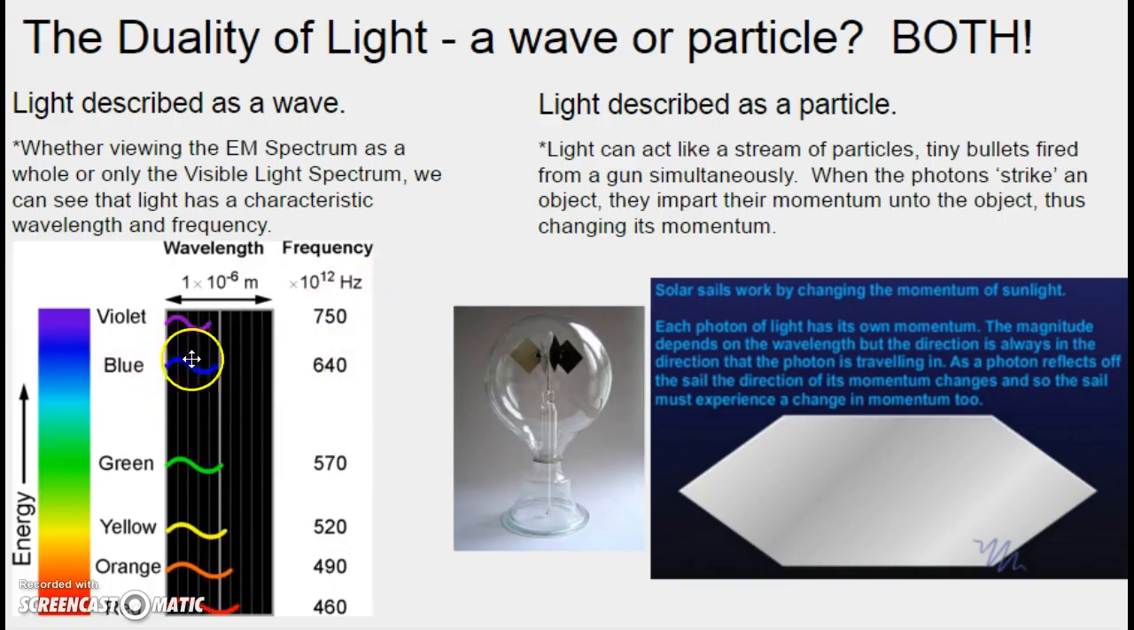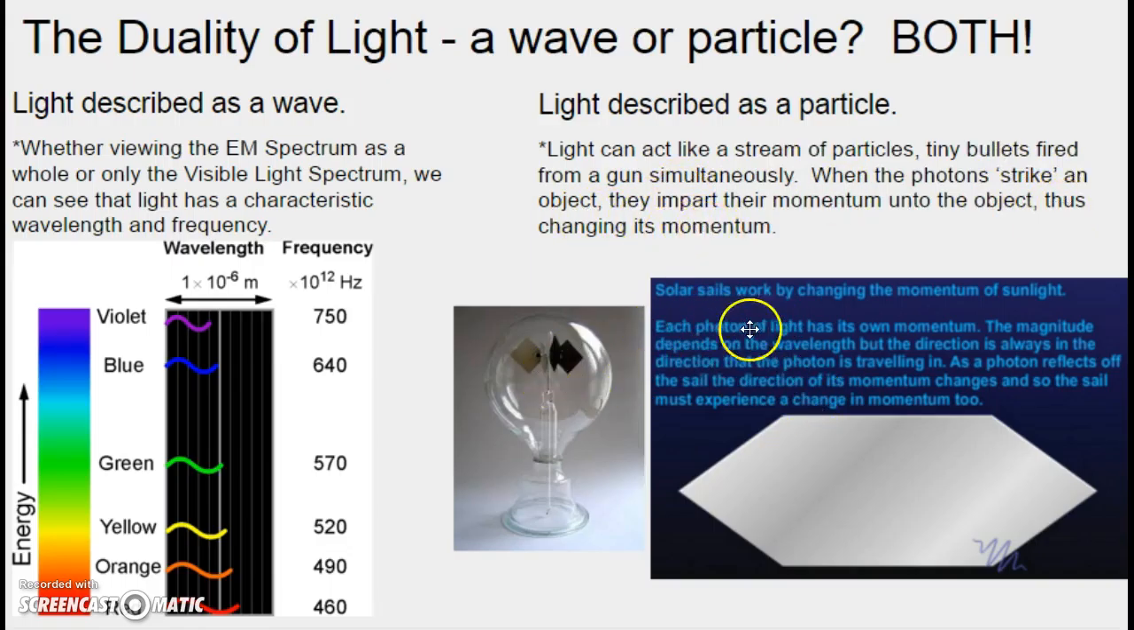If I consider blue at some wavelength, from this line here to this line here, at a frequency of 640 hertz, compare that to red, a larger wavelength and a lower frequency. But light can also be described as a particle. Light can act like a stream of particles, tiny bullets fired from a gun simultaneously. When the photons strike an object, they impart their momentum onto the object, thus changing its momentum.